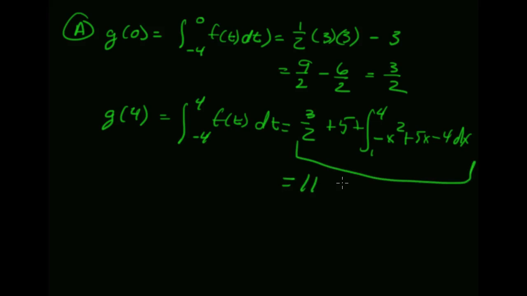So that's g of 0 and g of 4. Let's look at part B of the problem. All right, so this asks what is the absolute minimum value of g on this closed interval. It's not too hard to see.